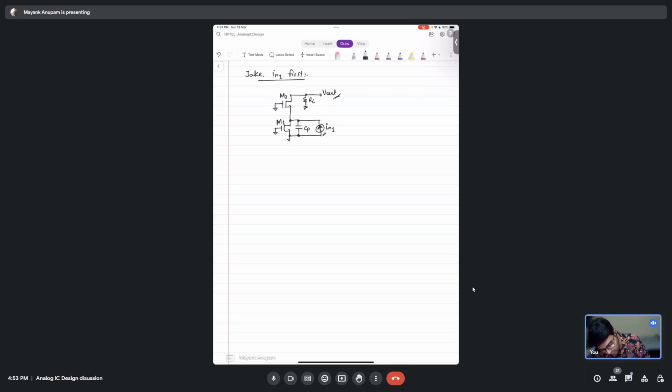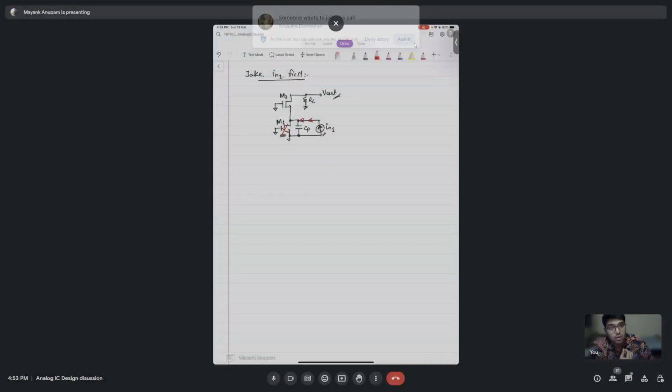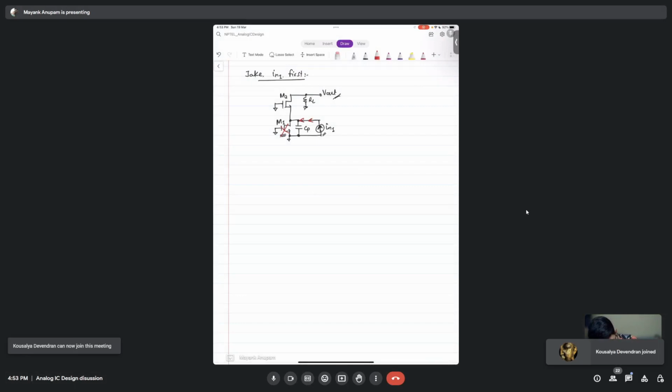Now tell me, when this starts flowing and comes here, what will it see? By the way, what is the condition of this M1? Sir, M1 is off. So let's turn it off. Now what will happen to this IN1 current as it comes? It will see two impedances. Correct, one is 1 by GM2 and another is 1 by SCP. Exactly. So there will be a current division here, right?